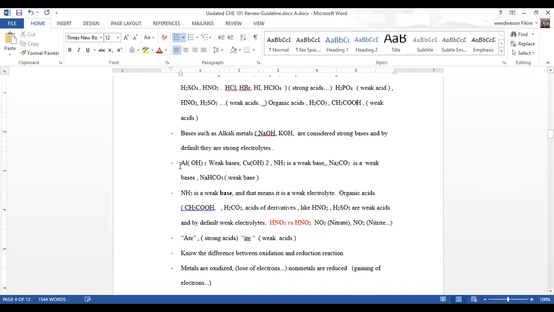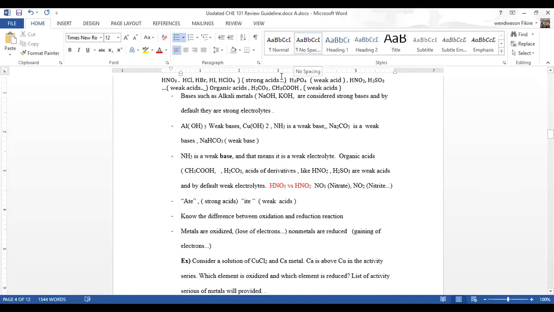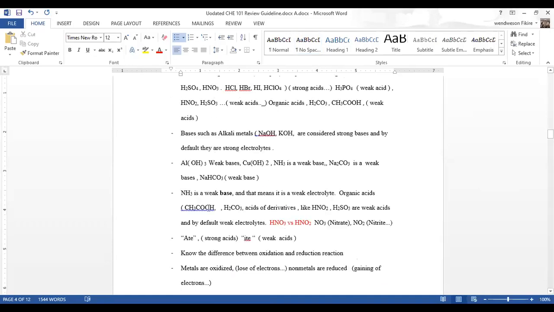Some examples of weak bases are bases made from aluminum and other elements, other than those made from alkali metals and alkaline earth metals, okay? So they can be weak bases. Ammonia is also a weak base. A weak base basically means that it's a weak electrolyte, okay?